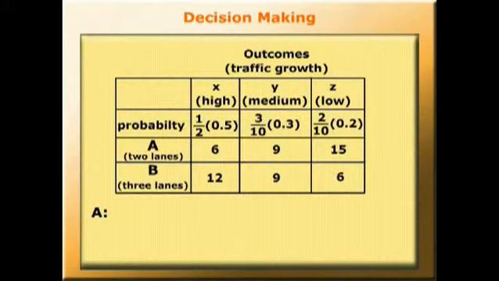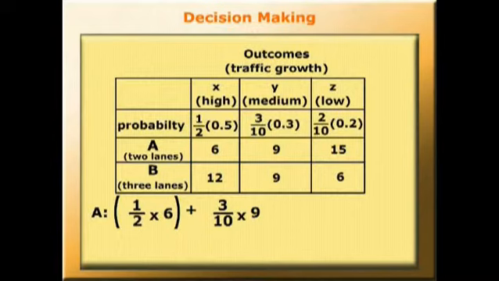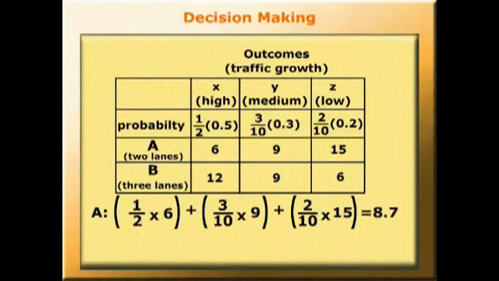We could say there's a 50% chance that X will turn up, so we'll take the net benefits 6 and multiply them by the probability of a half. And then we'll add to that outcome Y's possibility, 9, multiplied by its probability of turning up, 3/10. And then add to that the benefits of Z, but we'll multiply that by the relatively low probability of 2/10. So we add up a half times 6 plus 3/10 times 9 plus 2/10 times 15, and that gives us £8.7 million worth of net benefits. So we can say that that is the expected benefit of doing A.